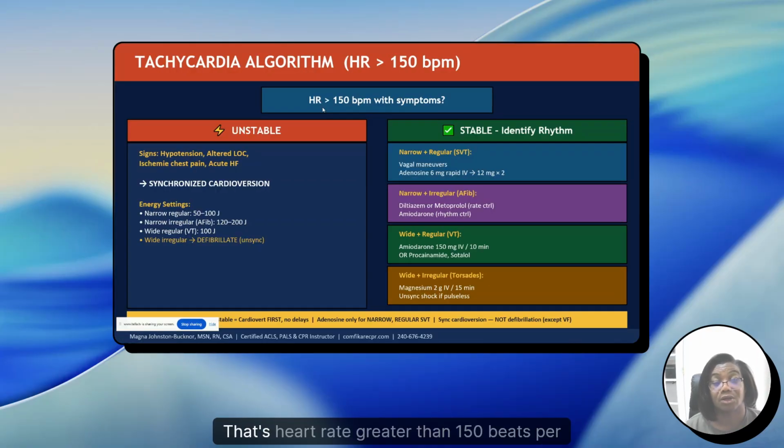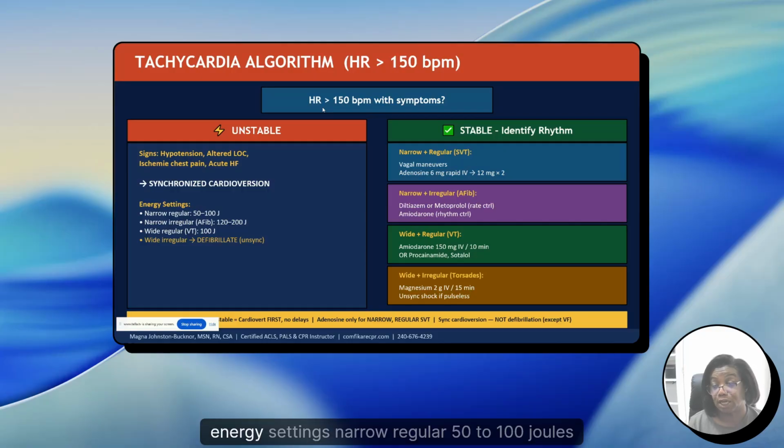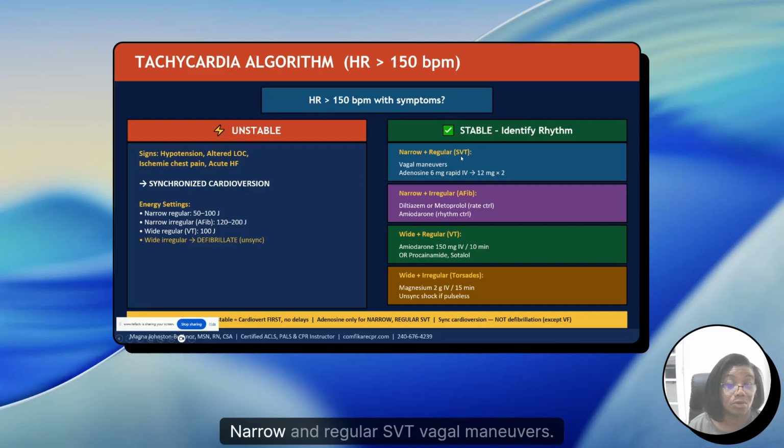Tachycardia algorithm, that's heart rate greater than 150 beats per minute. So you have two kinds: the unstable and the stable. For the unstable, signs of hypotension, altered level of consciousness, ischemia, chest pain, acute heart failure, synchronized cardioversion. Energy settings: narrow regular 50 to 100 joules, narrow irregular AFib 120 to 200 joules, wide regular VTAC 100 joules, wide irregular defibrillate unsynchronized.